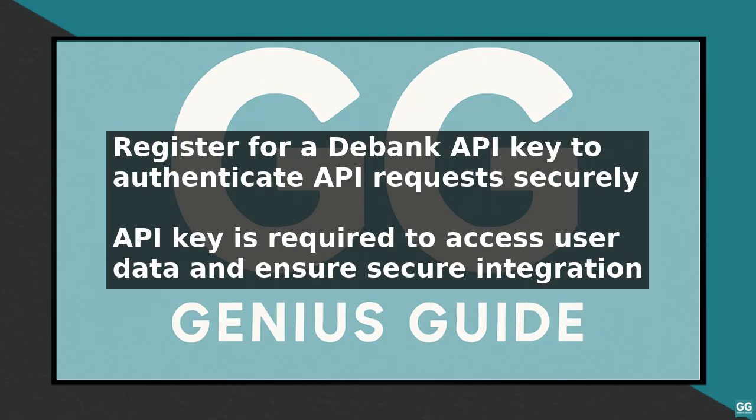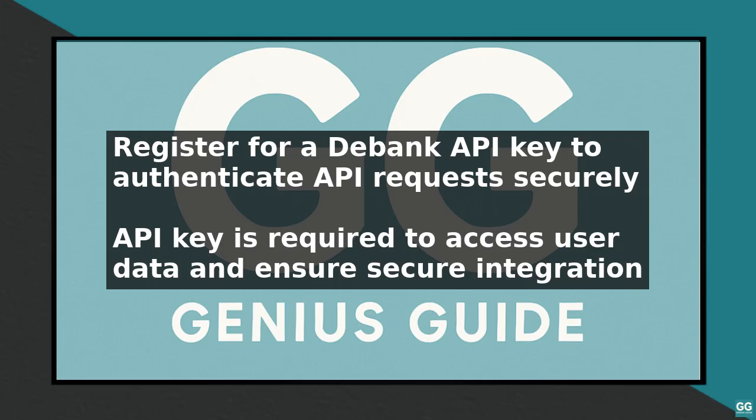The next step is to choose the programming language and framework for your application. Debank supports a range of languages, including Python, JavaScript, and Java. Select the language that best fits your development needs and proceed with installing the required libraries and dependencies.